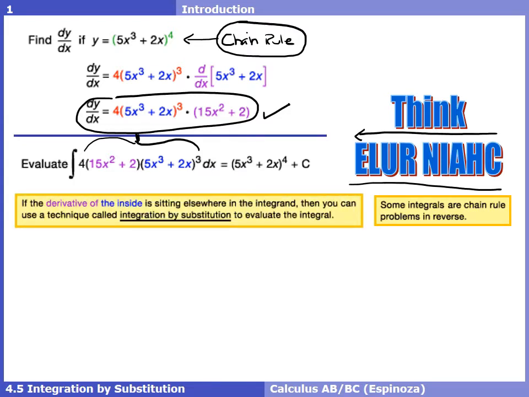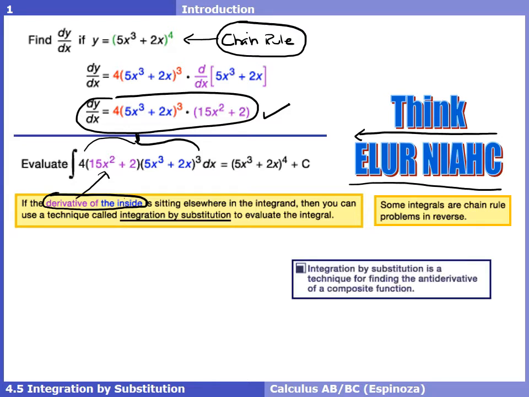When you run into problems like this, we're thinking about this technique called integration by substitution. And the little hint or clue that's going to give away that this is one of those types of problems is, do you see the derivative of a function and that same function on the inside of the integral? You'll notice 15x squared plus 2 was the derivative of 5x cubed plus 2x. And that's how we knew that this was a chain rule problem in reverse.